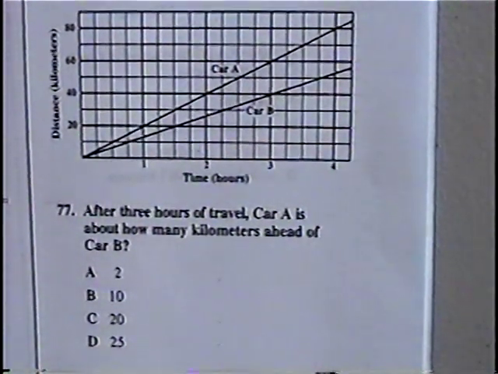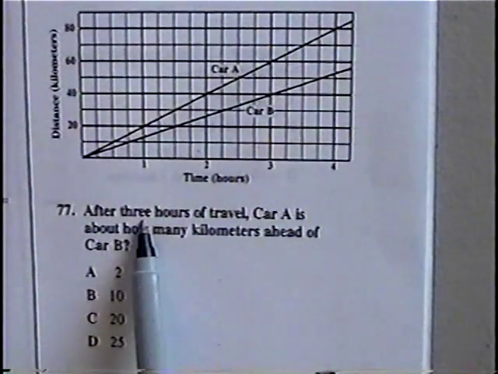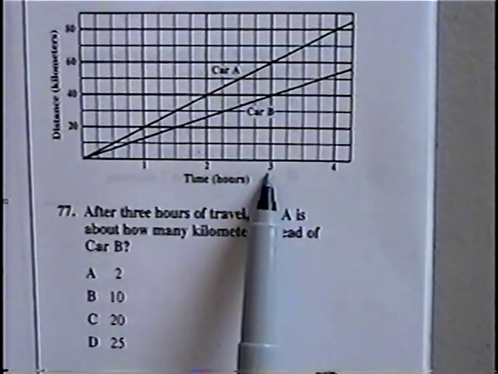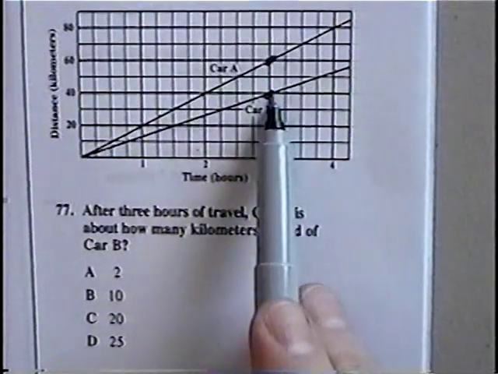For this question, we'll have to look at the graph to figure out how far ahead car A is from car B after 3 hours. The time in hours is at the bottom of the graph. 3 hours would be right here. So in 3 hours, car B and car A are at those 2 points.